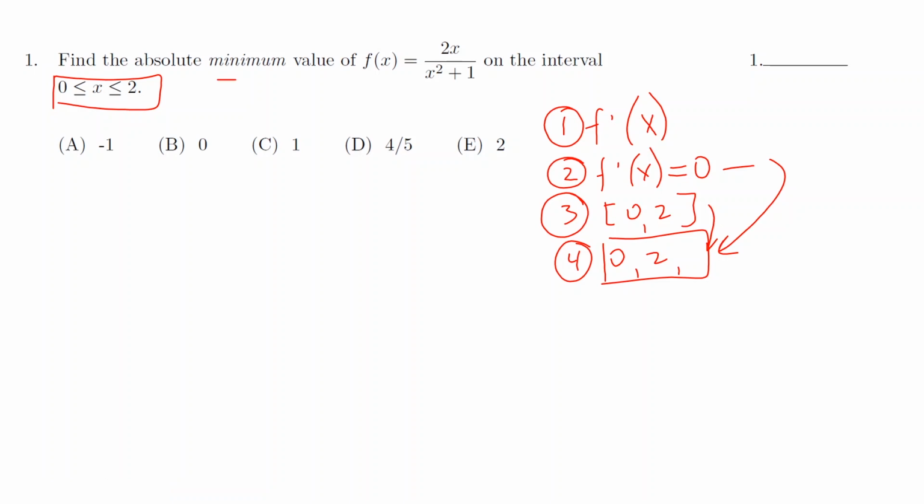Minimum value of f of x means the minimum value of y, and y is the same thing as f of x. So let me go ahead and erase the whole thing. So now we kind of know what the steps are.